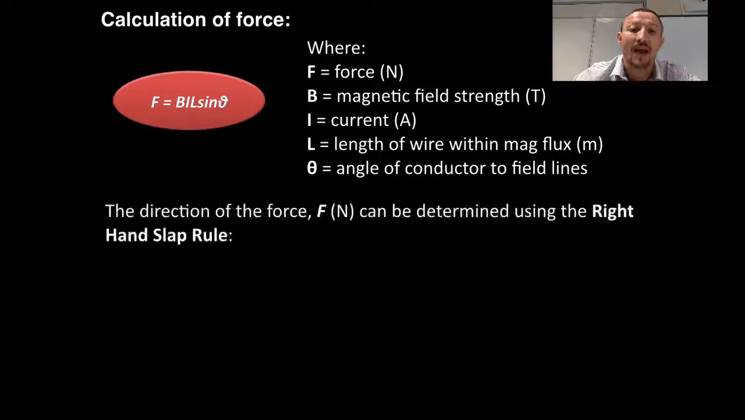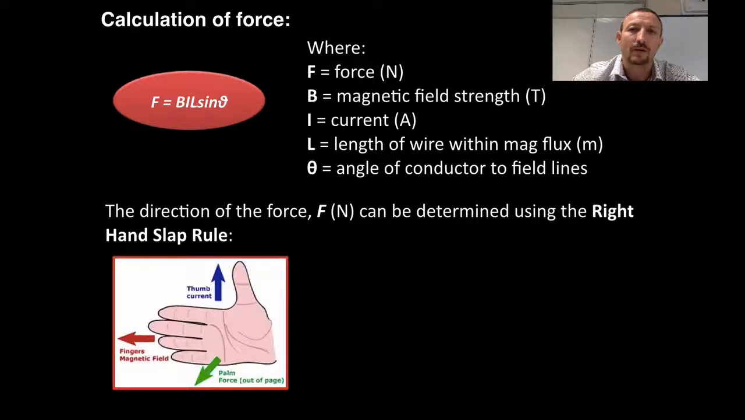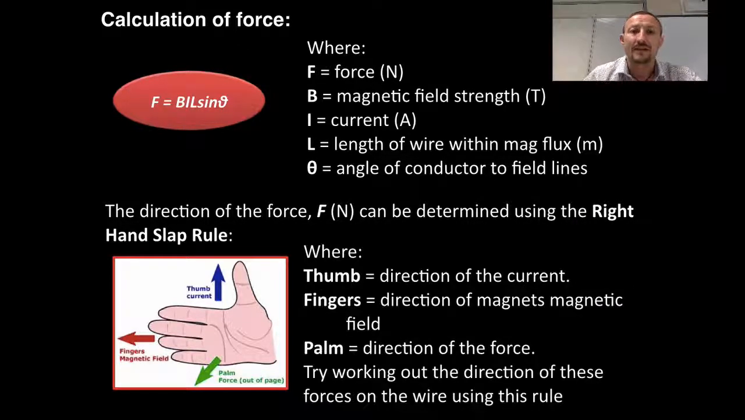In this case, it's the right hand slap rule. Now, the right hand slap rule works in the following way. Your thumb is going to be the current which is flowing through the wire. Your fingers are going to be the magnetic field of the magnet, and your palm is going to be the slap. That is the force which is going to be subjected onto either charges or to a moving wire. So to reiterate, thumb is the current, fingers is the magnetic field, and the palm is the force. So let's have a go at some examples and try and work it out.